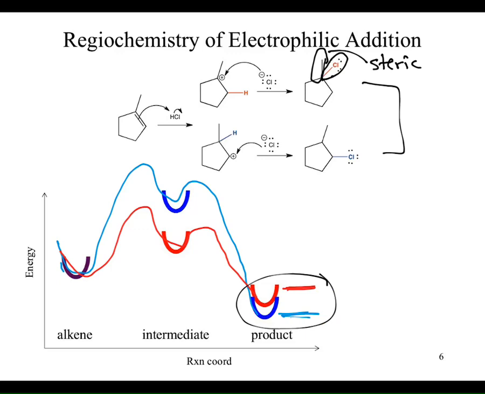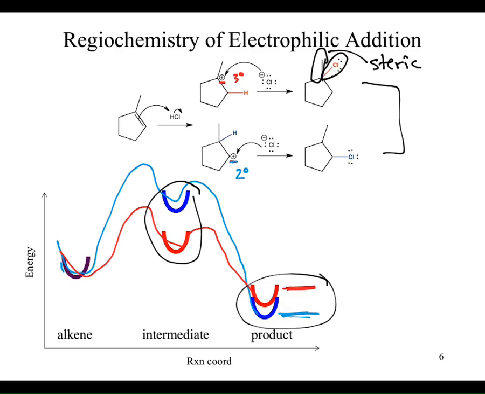If we look at the intermediate, you'll notice there's a significant difference in energy there, and that's because we're looking at charged states. If we evaluate those two states, the blue one is a secondary carbocation, the red one is a tertiary. The tertiary carbocation is significantly more stable than the secondary, and so we see this large difference in energy in our intermediate.